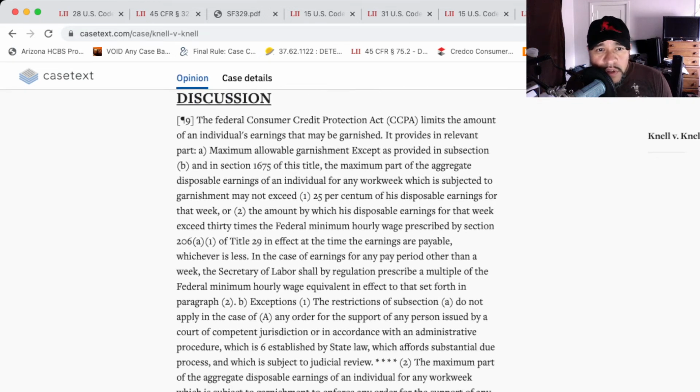The Federal Consumer Credit Protection Act, right? And this is in a child support case. So therefore, it has to comply with the Consumer Credit Protection Act, which limits the amount of individual earnings that may be garnished. It provides in relevant part, maximum allowable garnishment, except as provided in subsection B and in section 1675 of this title, the maximum part of the aggregate disposable earnings of an individual for any workweek which is subject to garnishment may not exceed 25% of his disposable earnings for the week. Okay.